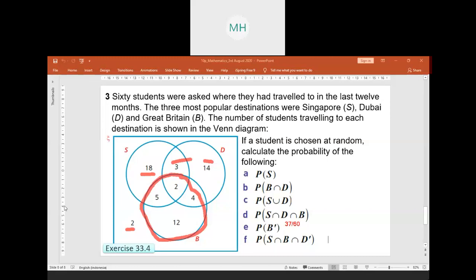We still have question F, yeah? I know it's already time's up, but let us finish question F first, rather than it becoming your homework. Okay, for question F, the probability of S intersection B intersection D dash. So what number will it be? Someone said 37, someone said 5. What number will it be?